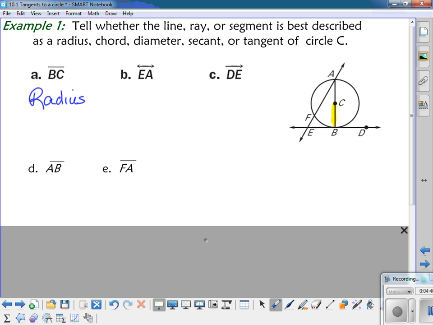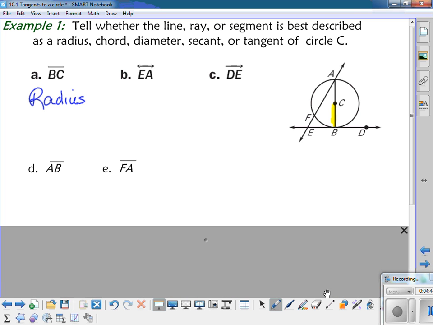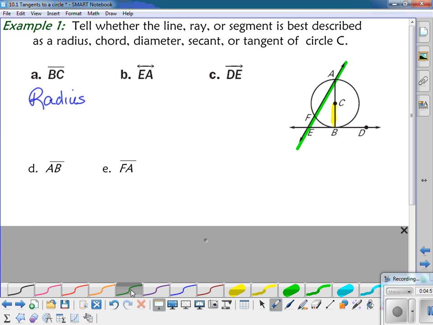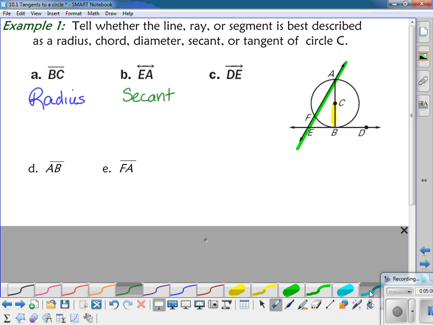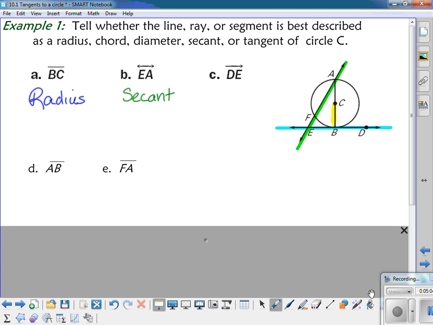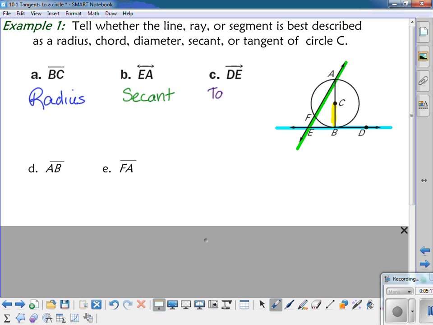Alrighty, maybe I'll draw sticks. Alright, now we're looking at line EA. So that's this line here. Becca Chadwick, you got any idea what that might be? Yes, it's a secant because it's a line, it's not a segment. Alrighty, then we have DE, right here. Clayton, what do you suppose DE is? Yep, that's a tangent.